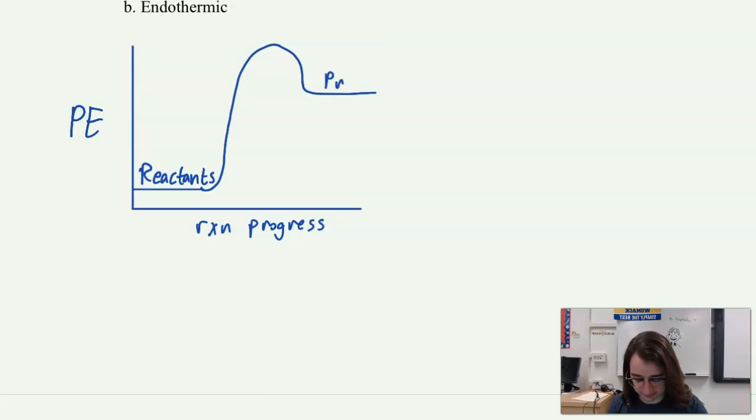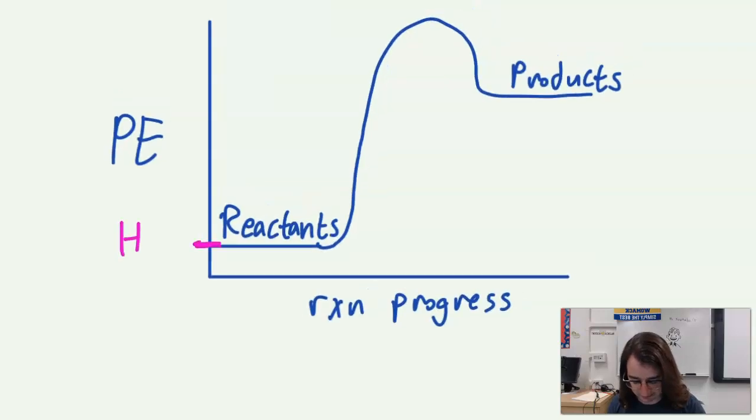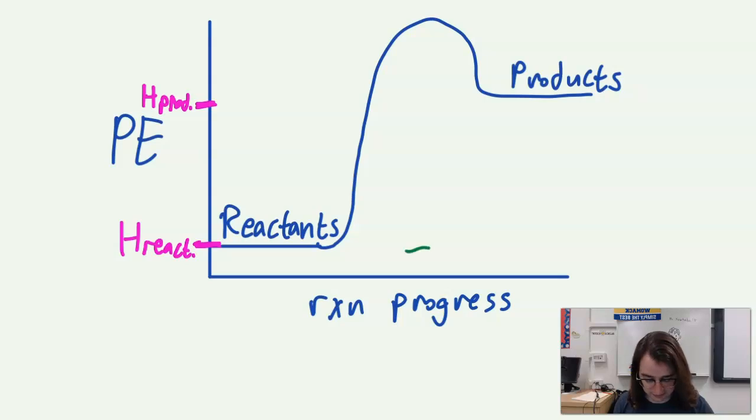This is the products. And we can label things just like we did last time, where we have the heat of the reactants here. We have the heat of the products here, or the energy of the products. And the activation energy this time is going to be way bigger. It's going all the way up. Let's go all the way up. There we go. And that is the activation energy.